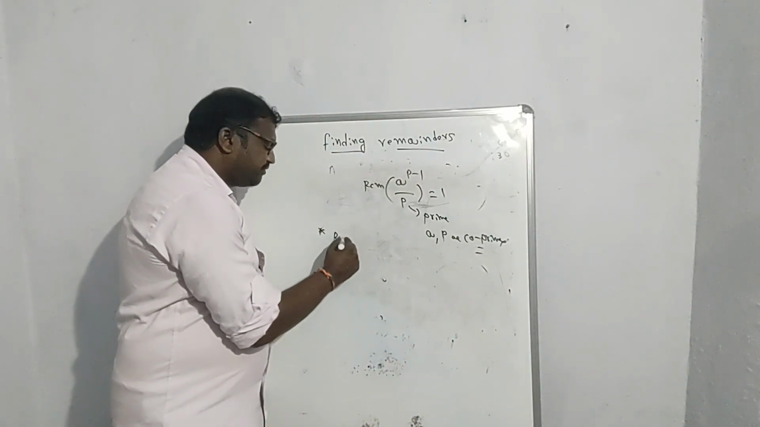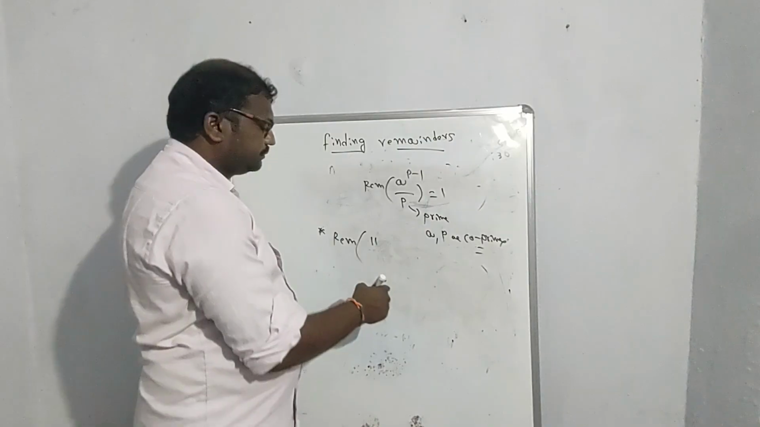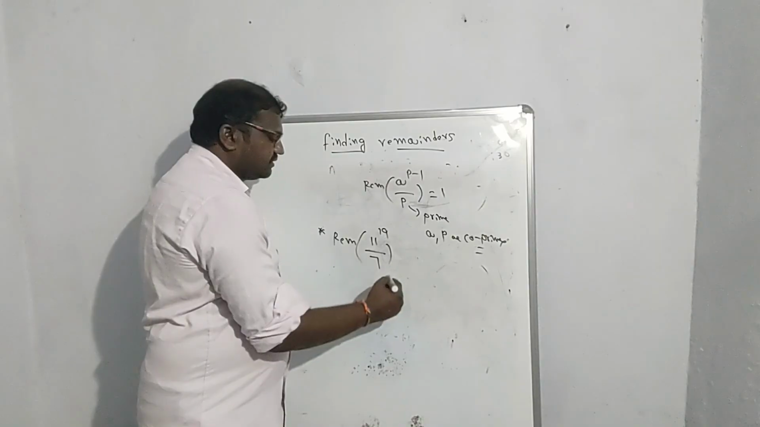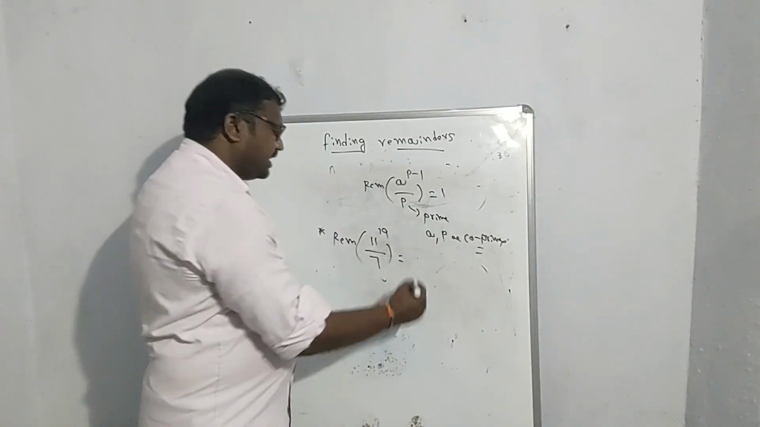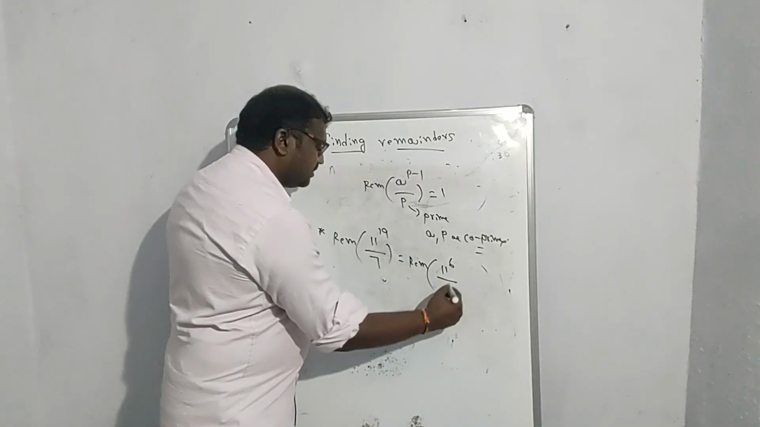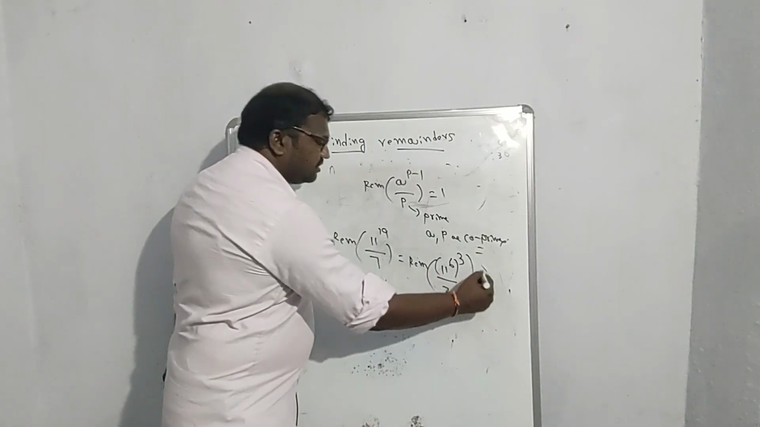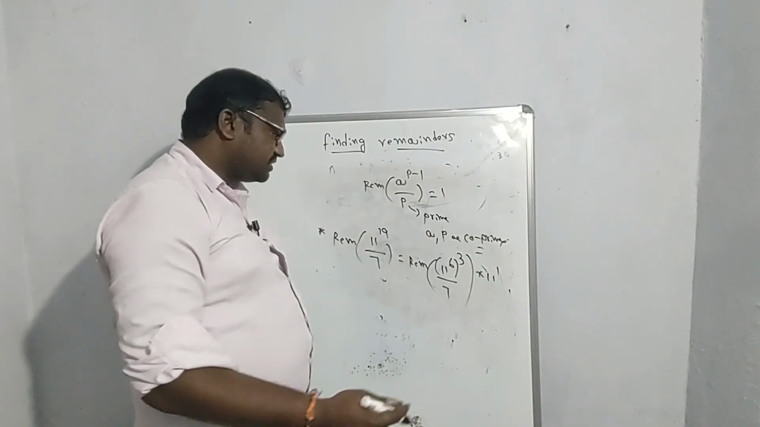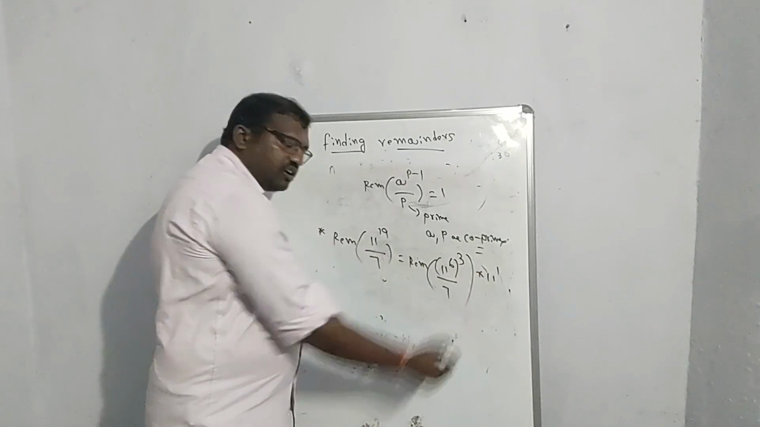Here, the remainder of 11 power 19 divided by 7. 11 and 7 are co-primes, so at that time I use the remainder of 11 power 6 divided by 7. I have to split the power: 11 power 19 is 11 power 6 into 3, that is 18, so the other power is split into 11 power 1.